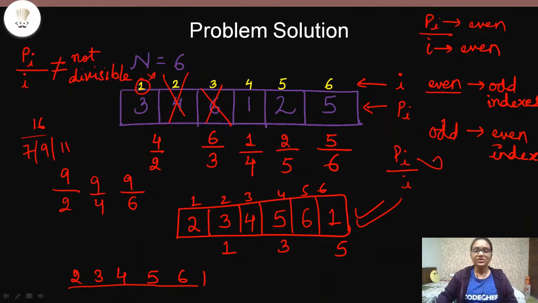But this check is not needed, because we are sure that an even number will never be divisible by an odd number and an odd number will not be divisible by an even number. We are sure. So that's why we don't have to place this check there.